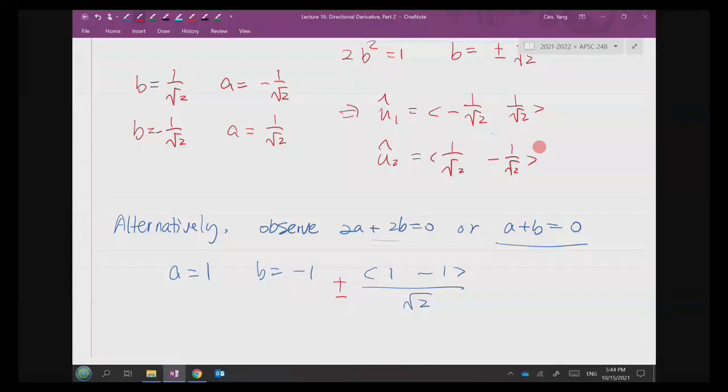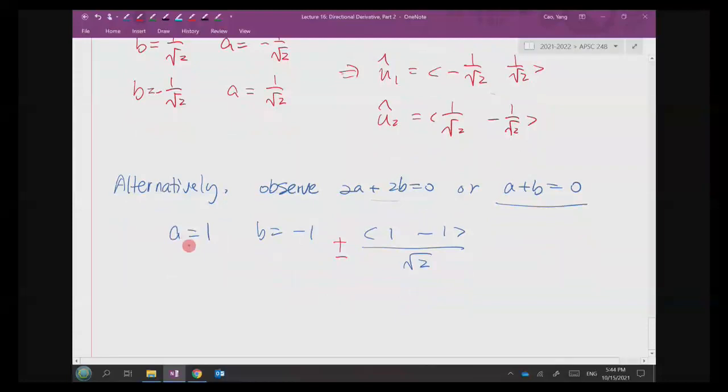So we have A equal to 1, B equal to -1 here, right? And this is not a unit vector. So I normalize it by its magnitude, and we get √2 over here.